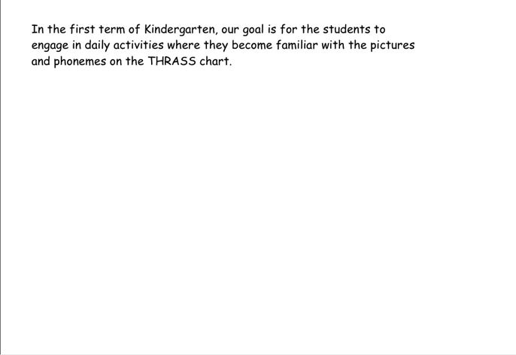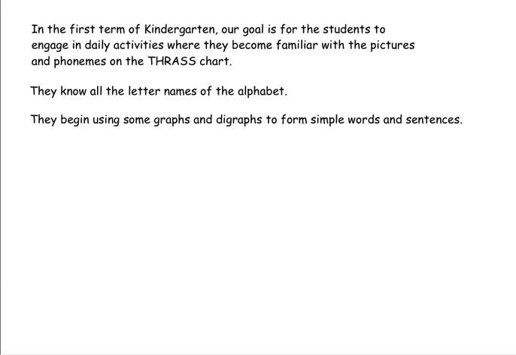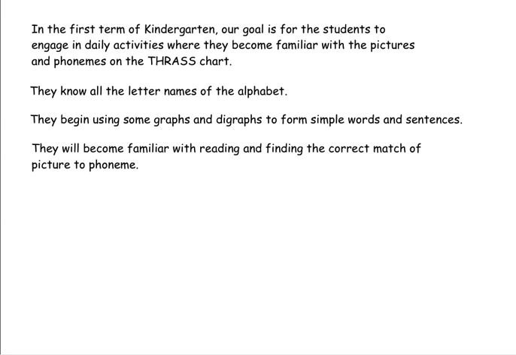In the first term of kindergarten, our goal is for the students to engage in daily activities where they become familiar with the pictures and phonemes on the THRASS chart. They know all the letter names of the alphabet. They begin using some graphs and digraphs to form simple words and sentences. And they will become familiar with reading and finding the correct match of picture to phoneme.